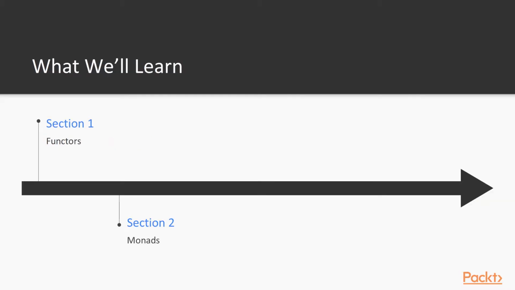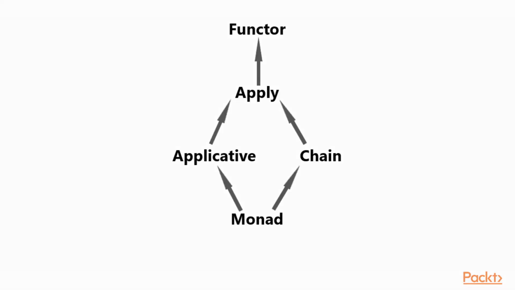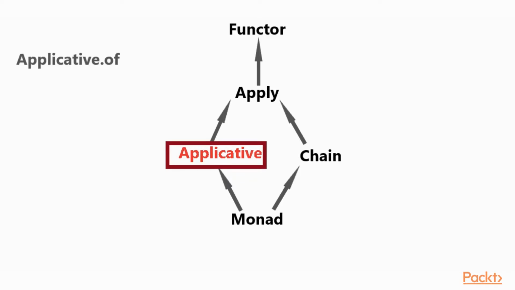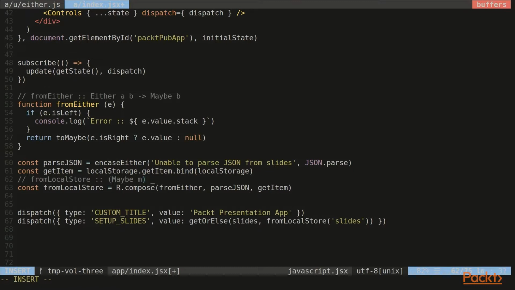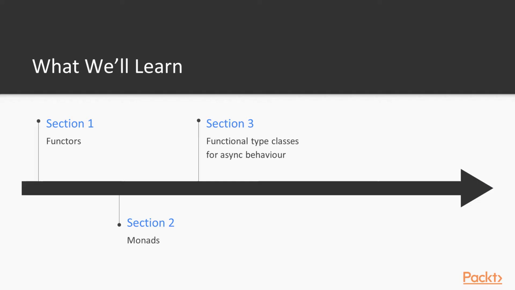And then we'll take the functor from section 1, and step by step, you'll build it up into a monad. We'll discuss the different type classes that a monad must support. We'll see how they connect, learn to use algebraic data types, and how monads can be used to meet application concerns such as error handling and eradicating the need for null and undefined checks in a very elegant way.